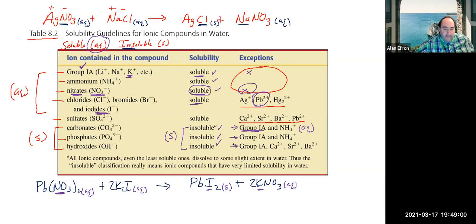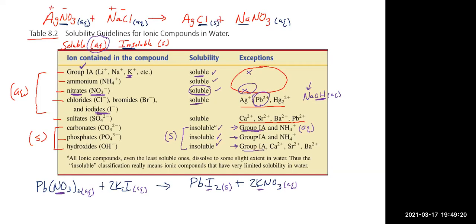And that's why, for example, I don't think we have any of those here, but if we had something like sodium hydroxide, sodium hydroxide is a base and it is soluble. Hydroxides are normally insoluble, but because in this particular case, it's hooked up with sodium, sodium is part of group 1. It would make it soluble. It's basically the opposite.